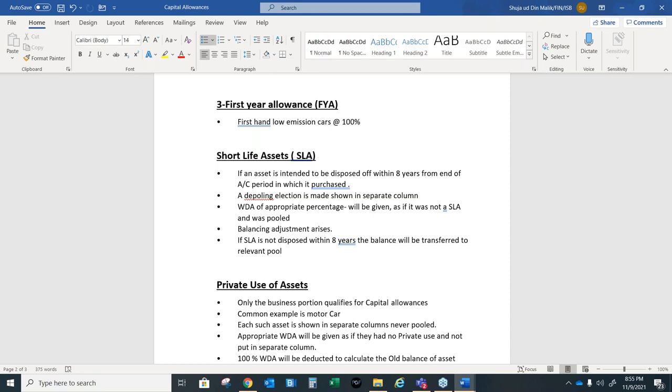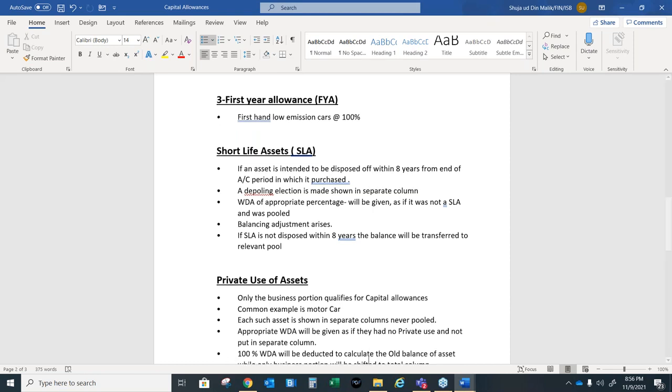If an asset is labeled as a short life asset, it can never be pooled. So a depooling election is made and it is shown in a separate column, or dealt with separately while making the calculation. WDA at the appropriate percentage will be given as if it was not a short life asset and was pooled. If you were not intending to dispose of it within 8 years, you would have pooled it, maybe in the general pool, maybe in the special rate pool. So the appropriate percentage of that pool would have been applied here.